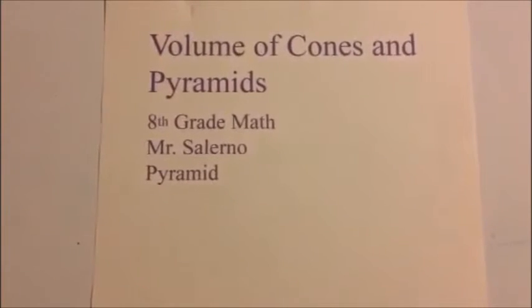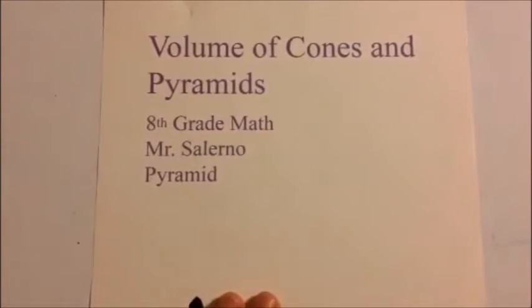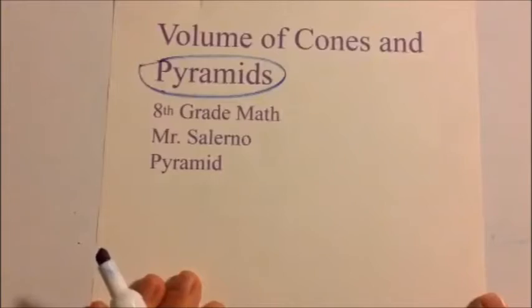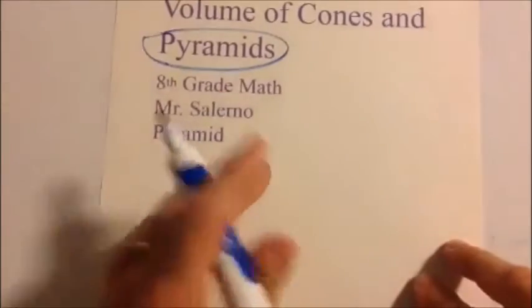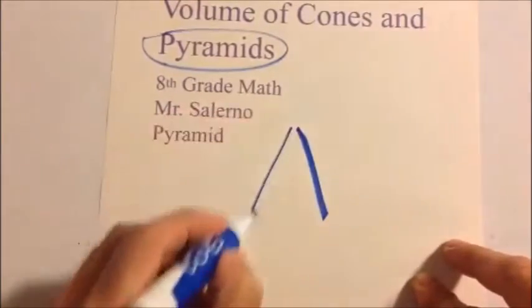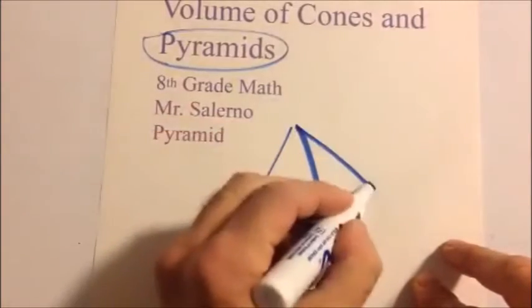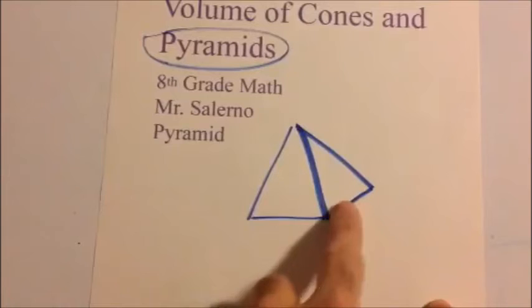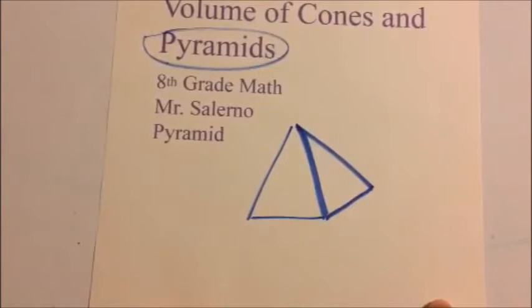Okay, here's our video on the volume of cones and pyramids. And we'll start with pyramids. So let's draw a pyramid here. Let's bring it up here. I'll draw a rectangular pyramid, or a square pyramid. So it has a base that's a rectangle.